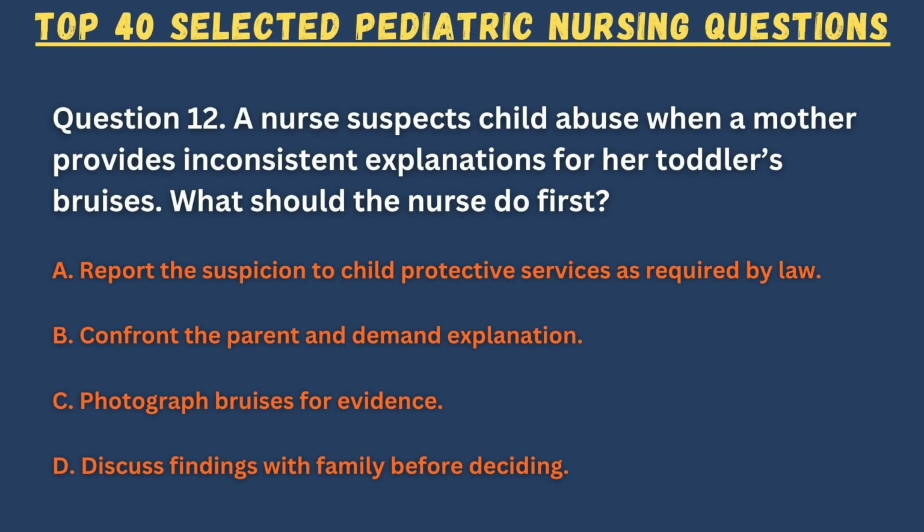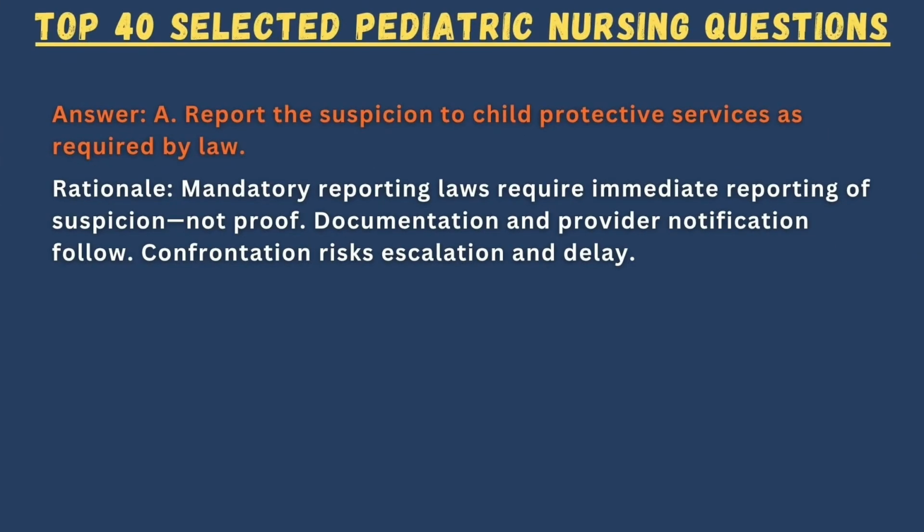Question 12. A nurse suspects child abuse when a mother provides inconsistent explanations for her toddler's bruises. What should the nurse do first? A. Report the suspicion to Child Protective Services as required by law. B. Confront the parent and demand explanation. C. Photograph bruises for evidence. D. Discuss findings with family before deciding. Answer. A. Report the suspicion to Child Protective Services as required by law.